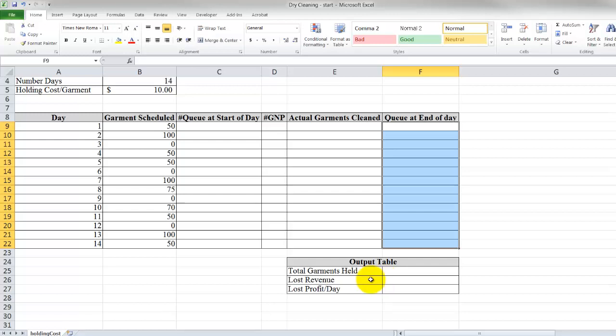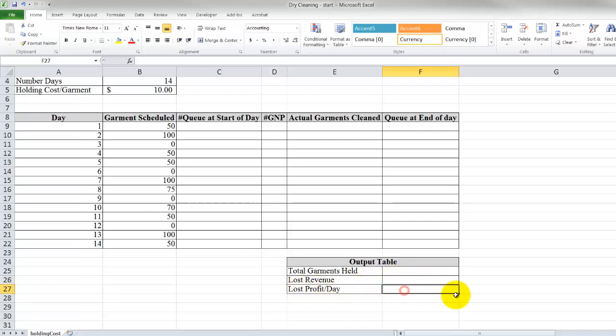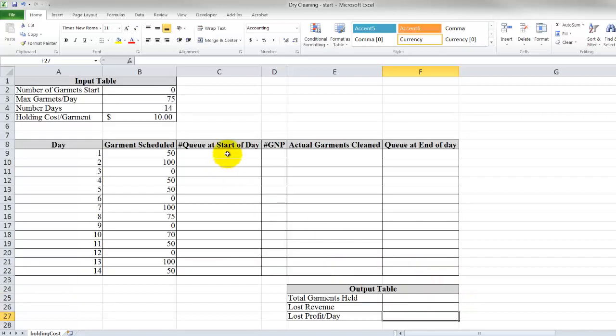The output table, we have the total number of garments held, the lost revenue in terms of a total, and then an average lost profit per day. Okay, so let's go ahead and start thinking about this template and the things that we need to reference. The first thing we were given in the table is that we have to start this simulation, if you will, with 0 units.